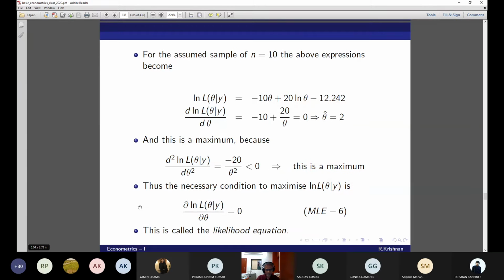So that's the necessary condition to maximize the likelihood function: simply set the first order derivatives to 0, MLE6. This is called the likelihood equation. What is the equivalence in the normal linear regression, the least squares?